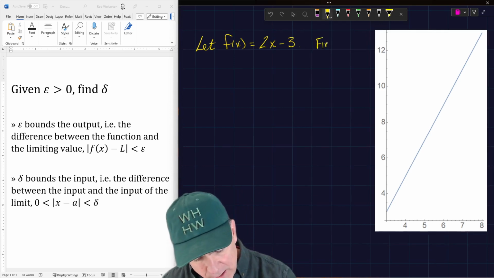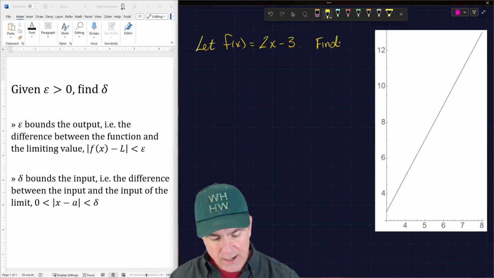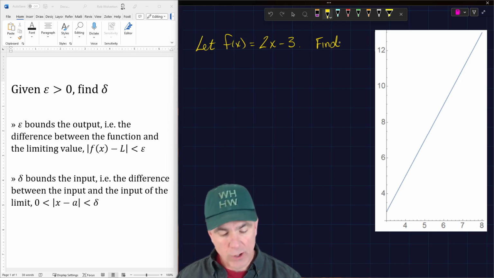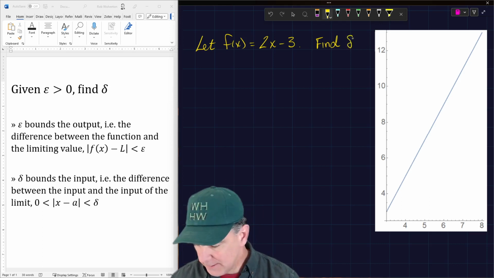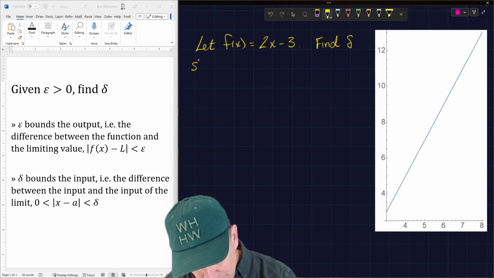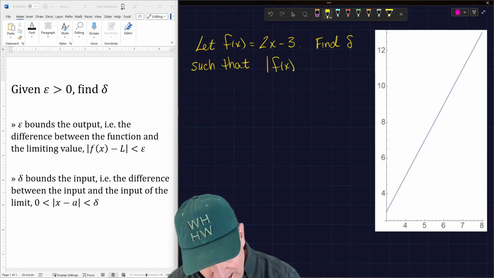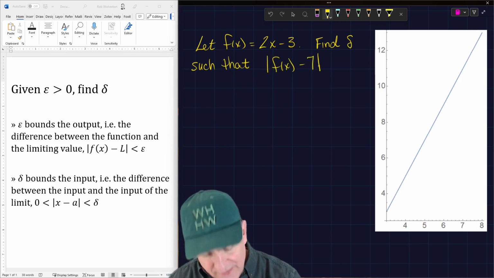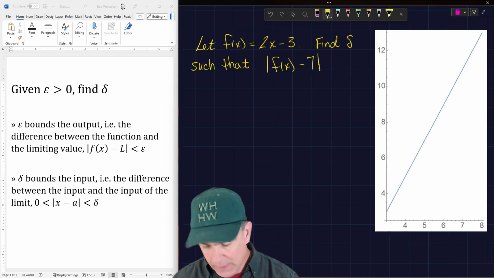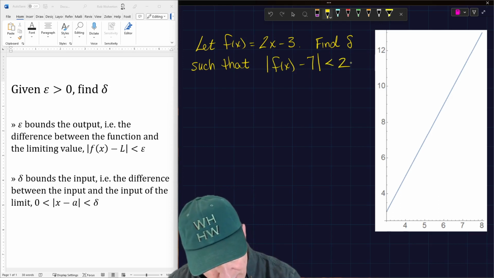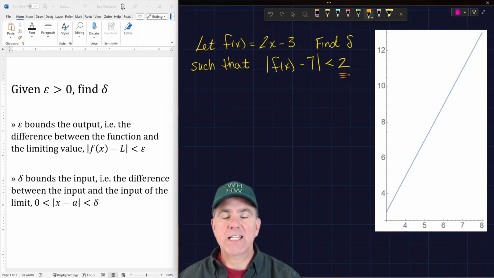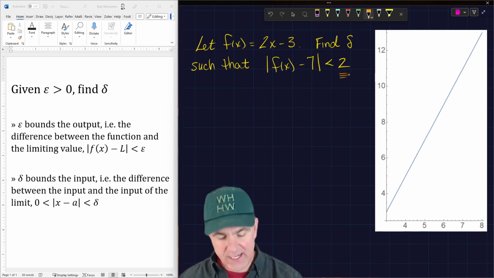Find delta. So we've been given an epsilon value, or we will be, and we're going to find delta such that the absolute value of the function f of x minus 7, where 7 is the limiting value L, is less than 2. And that is our epsilon value. So they're telling us epsilon is 2, and they want us to find a delta.